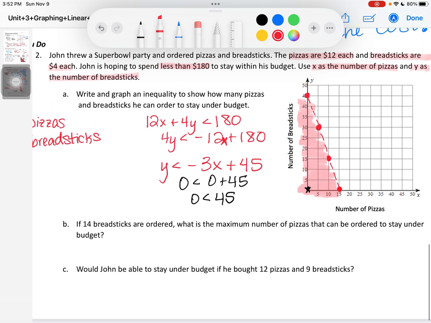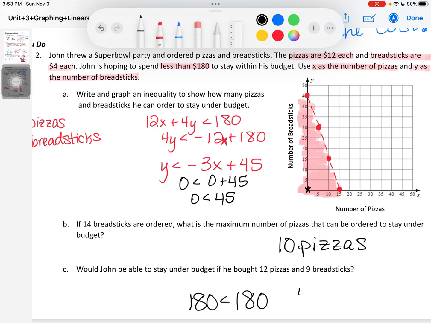Okay. Budgets, you're just plugging numbers really in. This is 10 pizzas. And this should have been 180 is less than 180. So no, he will not be under budget.